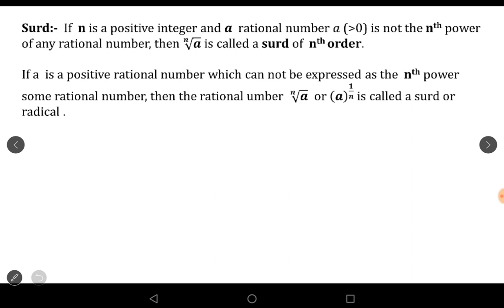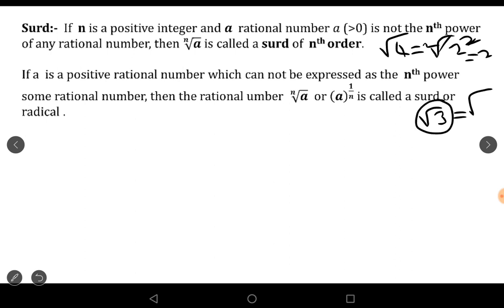For example, root 4. 4 is written as 2 squared, so this is not a surd, because the order 2 cancels the power 2. For example, root 3. 3 is not written as the power of any other rational number, so root 3 is a surd. For example, third root of 4. 4 is written as 2 squared, but the order is 3, so third root of 4 is a surd.